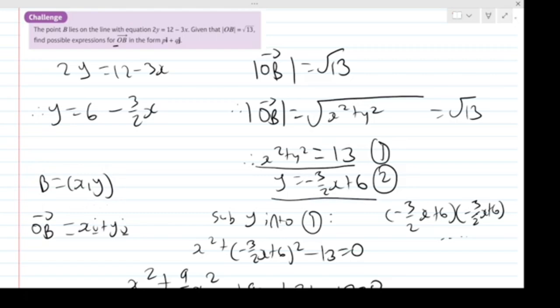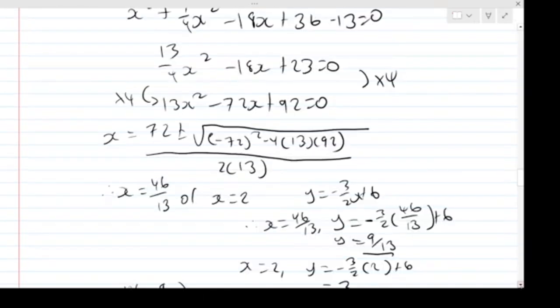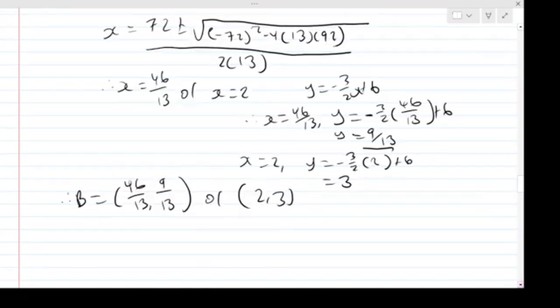But the question then said to find the vector OB, so the position vector of B. Remember, the position vector of B, if I have the coordinate (x, y), is just going to be xi plus yj, or as a column vector, (x, y). Pick your fancy, but at the end we need it in i and j form. If we know the two (x, y) points for B, then we know the position vector of B, the vector form of the coordinate.